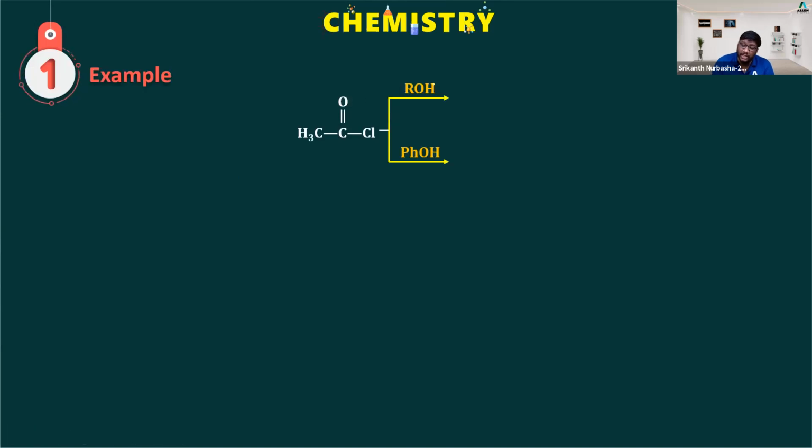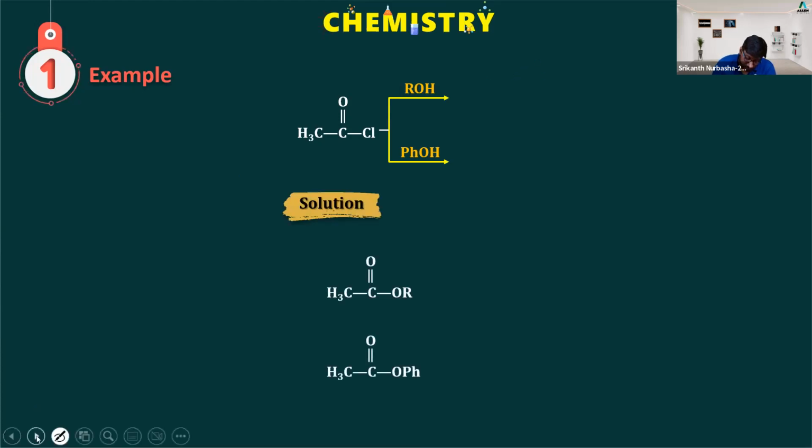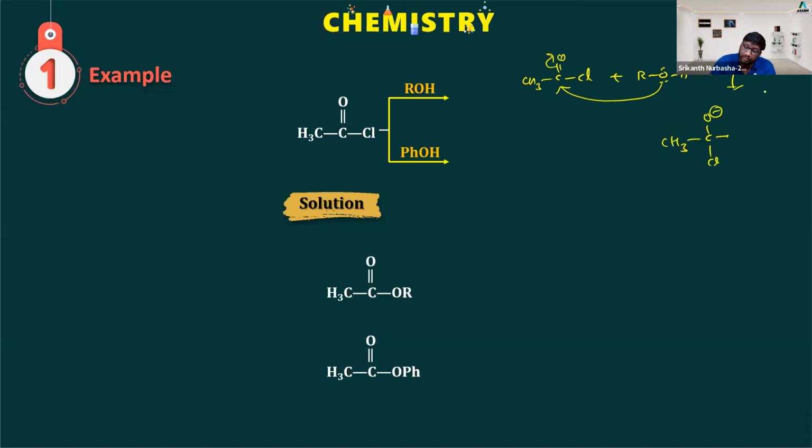CH3 C double bond O Cl, ROH. What is going to happen here? Same type of reaction. Nucleophilic substitution by addition elimination type. CH3 C double bond O Cl plus ROH. CH3 C double bond O Cl has more electrophilic carbon, so the nucleophile, even a poor nucleophile, can attack. Pi electrons move away, generating CH3 CO minus, with Cl.